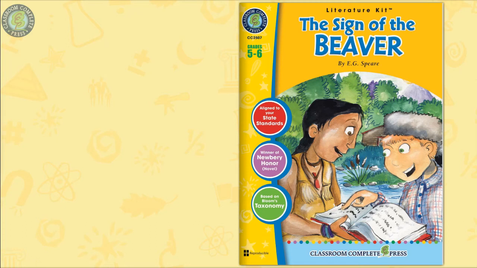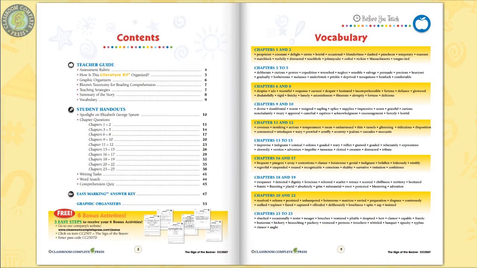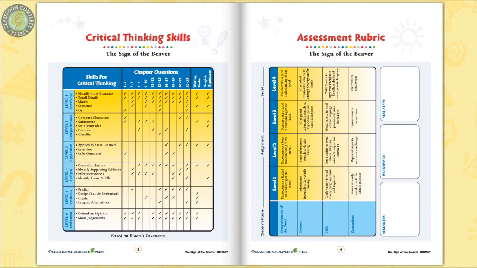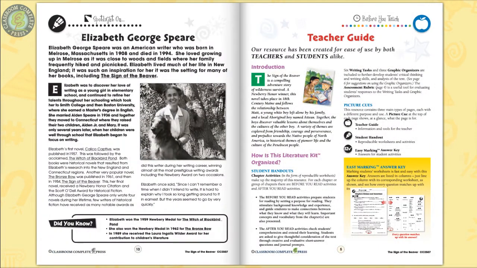This literature kit on The Sign of the Beaver by Elizabeth George Speare offers students a variety of objective and subjective questions to help them learn the importance of having skills for wilderness survival. 55 pages chock full of before-you-read worksheets for each chapter section, along with vocabulary prompts to prepare your students for the reading, with rubrics, teacher guide, and author biography.